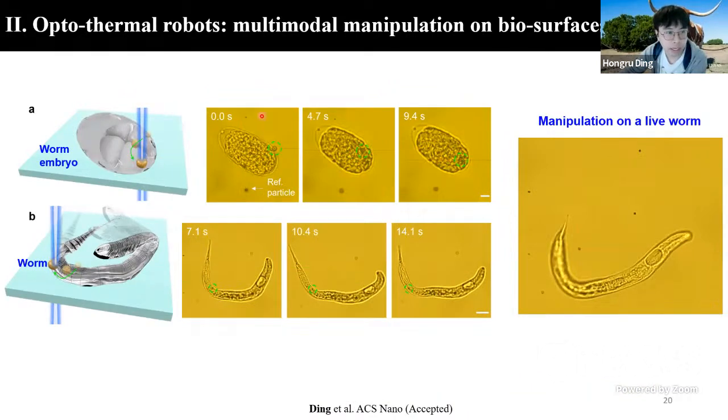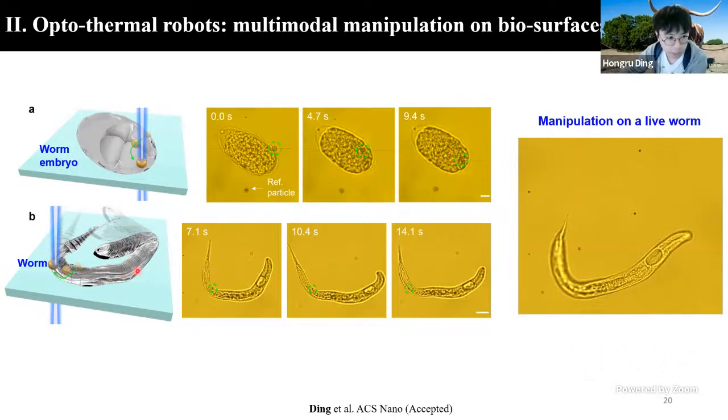And the last piece of this project is we achieved the manipulation on top of a worm embryo. It's a live worm embryo. You can see we manipulate the particle on the top of it. And after the manipulation, the worm can still hatch. So that's definitely non-invasive manipulation.